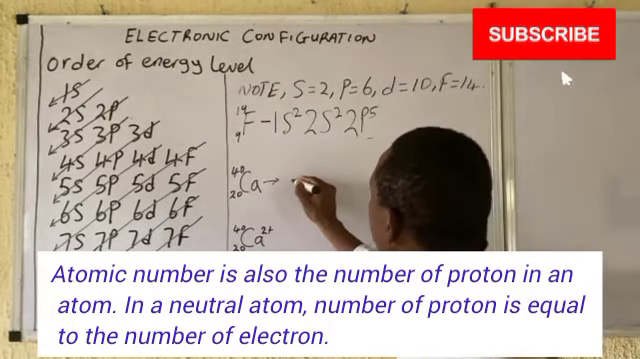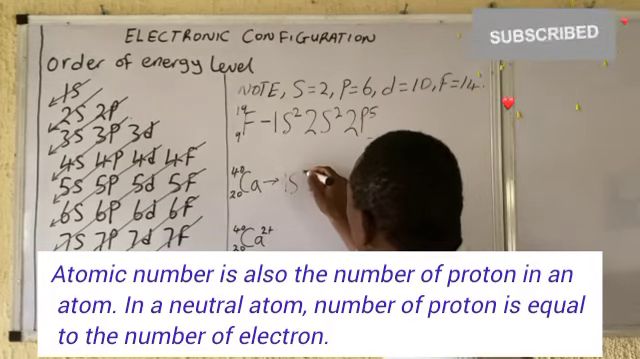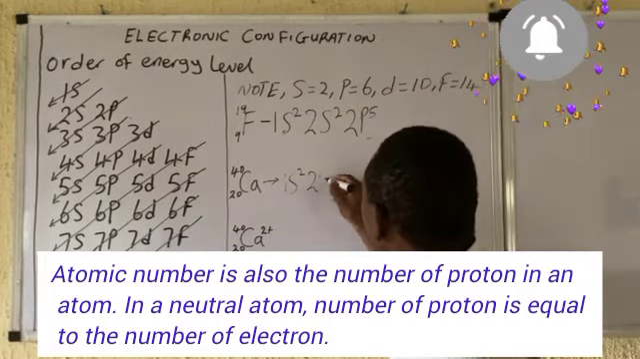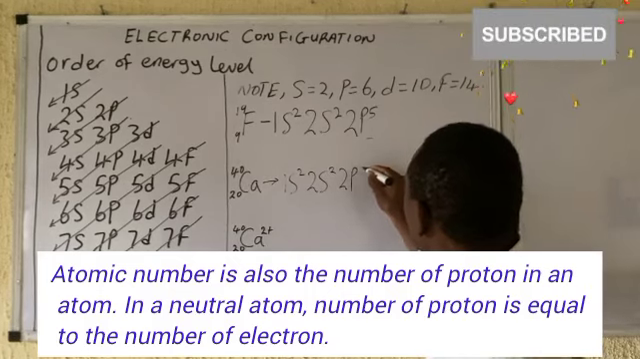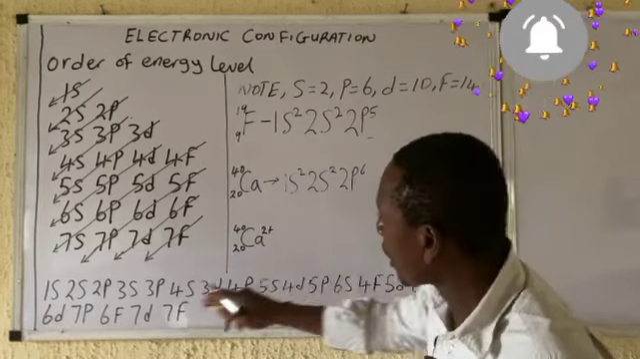So the first thing, 1s takes 2, 2s takes another 2, 2p takes 6. After that, what is the next?